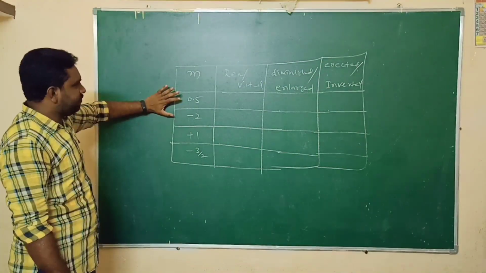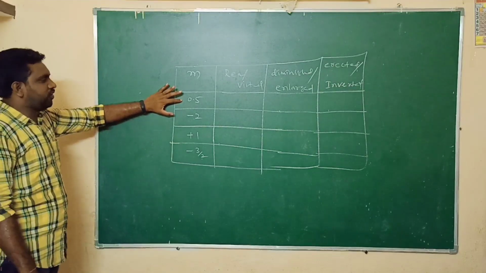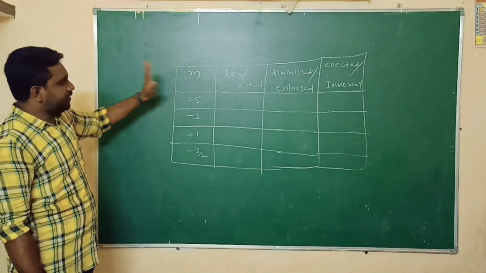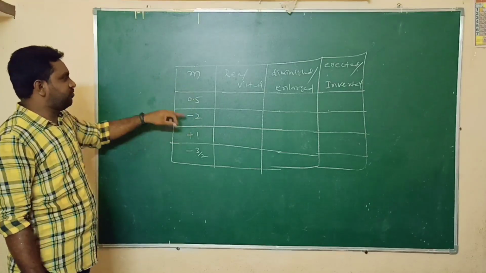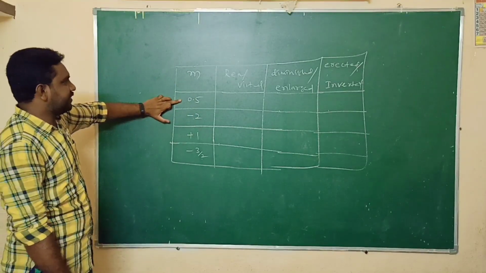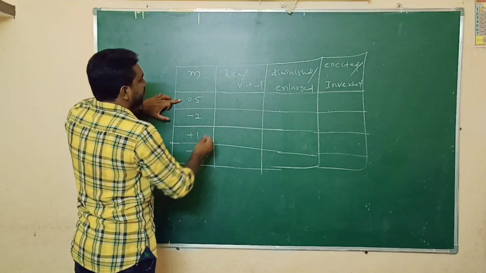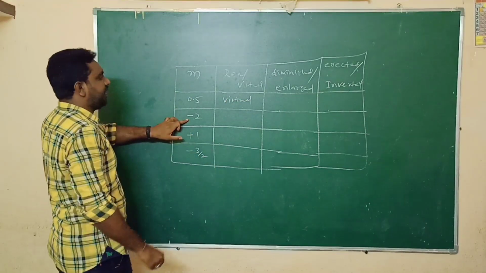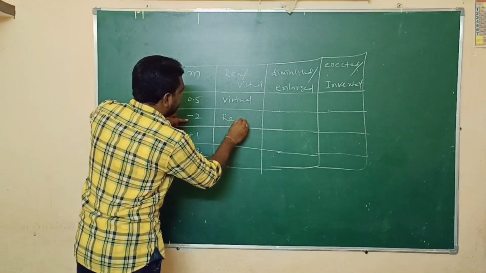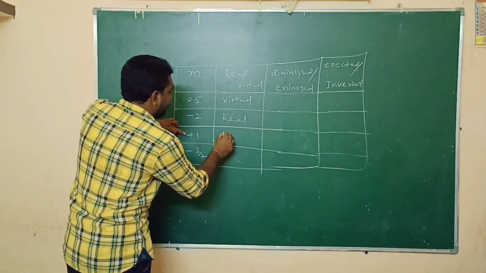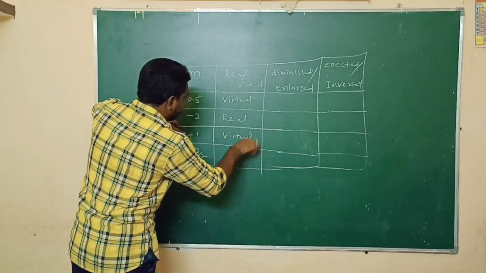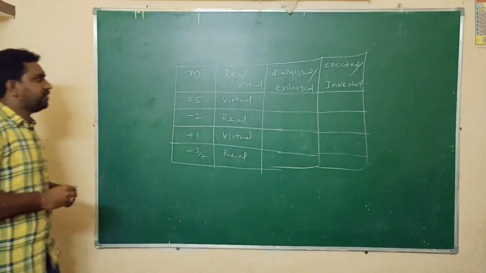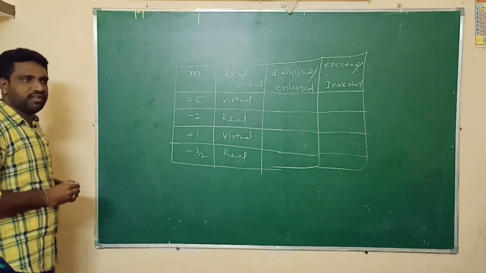Now this sign: if we get a positive sign, it is a virtual image. If we get a negative sign, it is a real image. So first of all, we decide whether the image is real or virtual. Here we have a positive sign, so what is the nature of the image? It is virtual. Here we got a negative value, so it is a real image. Positive again virtual, negative again real. In this way we should decide the nature of the image, whether it is virtual or real.